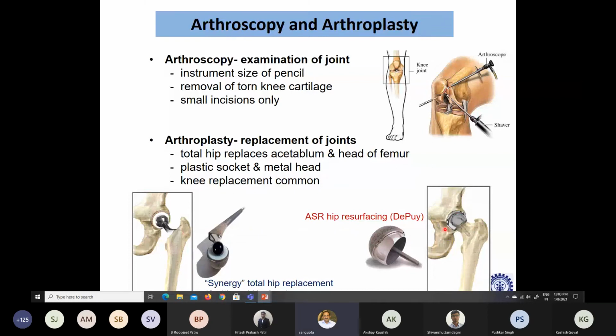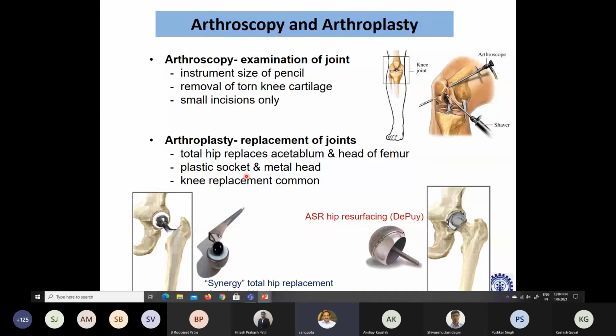There is another version available where it actually replaces only the articular surface. It is called hip resurfacing. That is less invasive, so it's minimally invasive. But the more common one is total joint replacement, total hip replacement. The proximal part of the femur bone is resected and thrown away. So total hip replaces the acetabulum and the head of the femur.